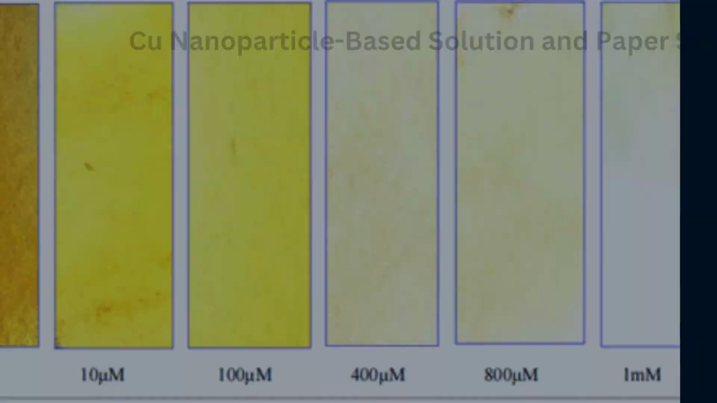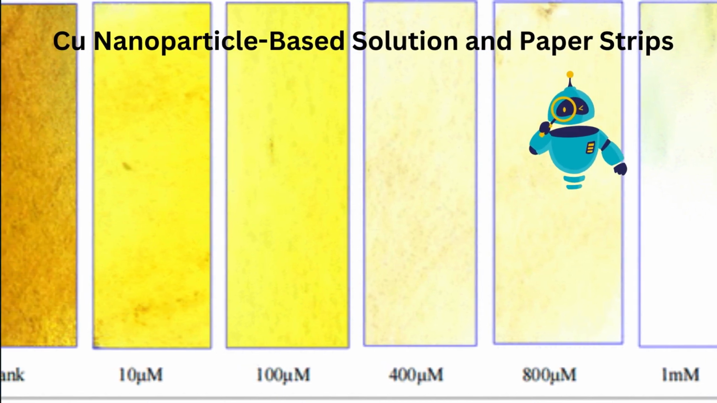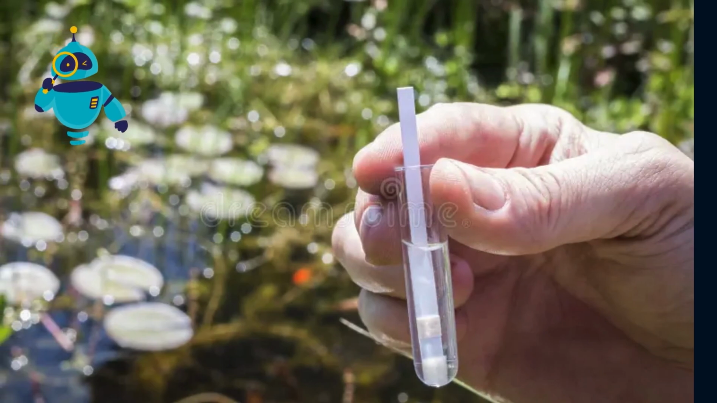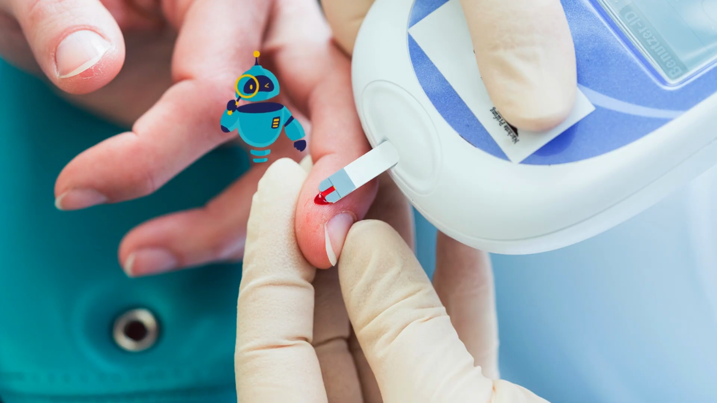For a quick, on-the-go detection method, picture using paper strips. These strips, infused with selective reagents, change color in the presence of cadmium. An easy visual indicator for a quick assessment. Think about it. These detection methods can be applied in real-life scenarios, from industrial settings to everyday materials we encounter.